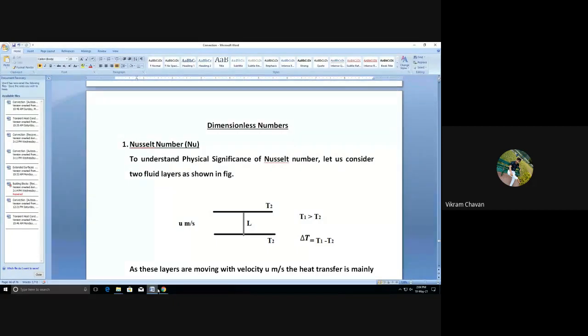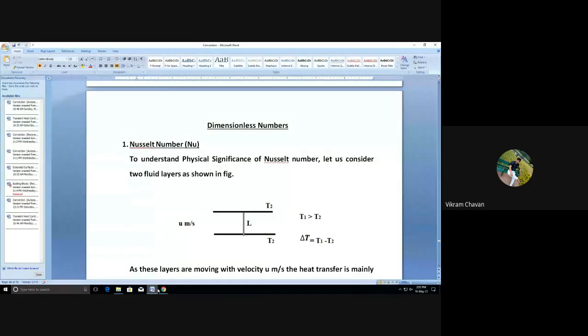So in today's lecture, we'll start with dimensionless numbers. The simple definition of a dimensionless number is a number having some physical significance that does not have any dimension. Such numbers will be considered dimensionless numbers.